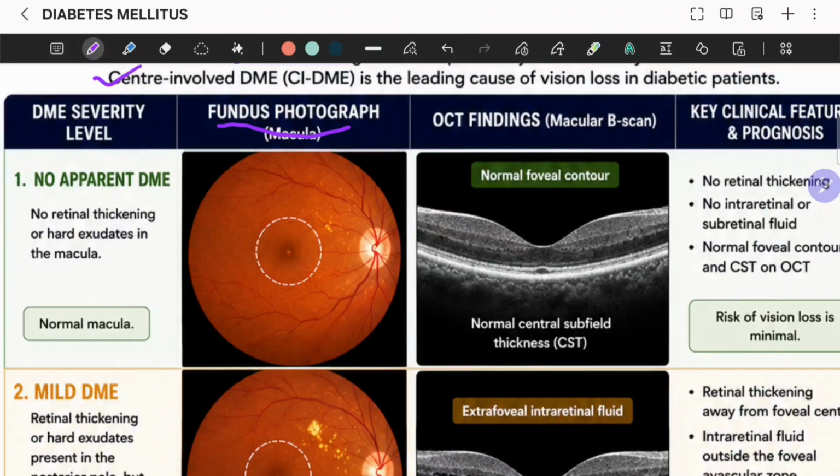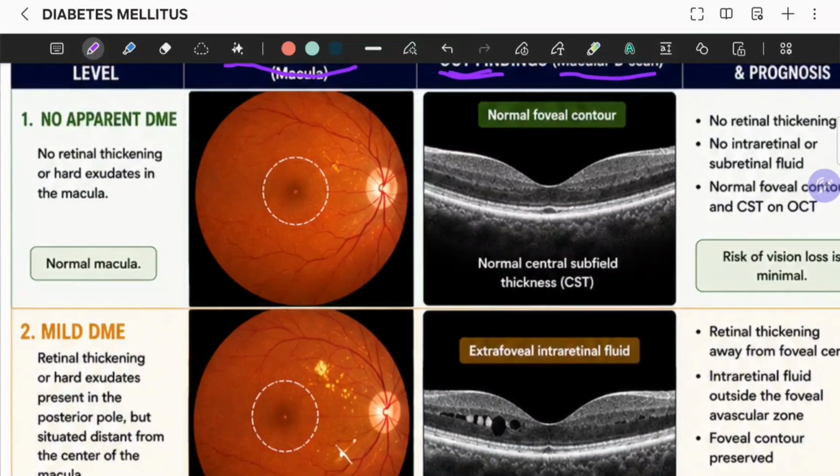Fundoscopy. The second thing for knowing diabetic macular edema is optical coherence tomography, OCT, also known as macular B scan. So these two things we use for knowing diabetic macular edema. When there is no diabetic macular edema, this is the macula. You will see no exudates here, and this is the thinnest point of the retina, and you can see the concave shape of the retina. This is known as fovea. There is no deposition of fluid beneath this. So this is normal.